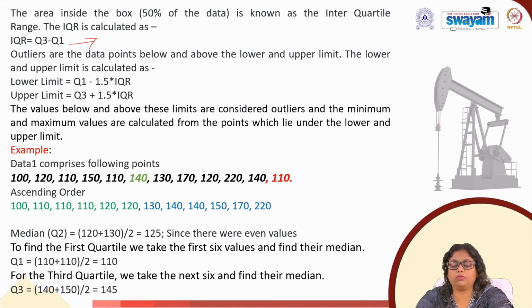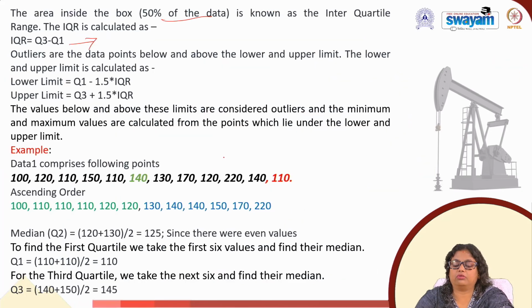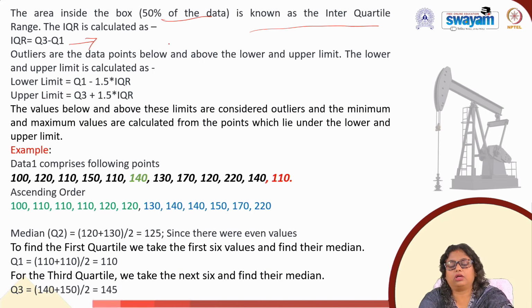Okay, moving on. How much area is inside the box? 25 plus 25, so 50% of the data is inside this box. The area inside the box, that means 50% of the data, is known as the interquartile range. This whole thing we name the IQR, the interquartile range. How is the IQR calculated? IQR is Q3 minus Q1, or the third quartile minus the first quartile.